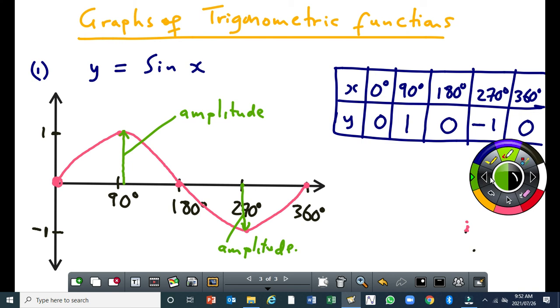So I think I just need to define amplitude and then period. But I'll carry on next time we meet.